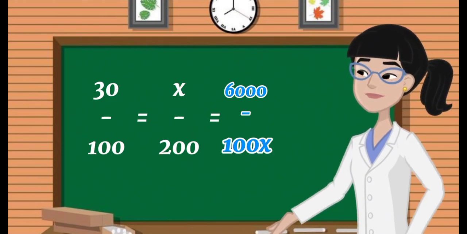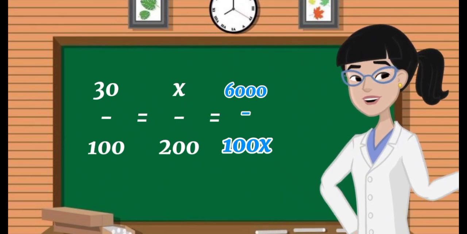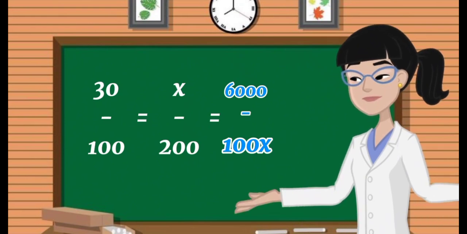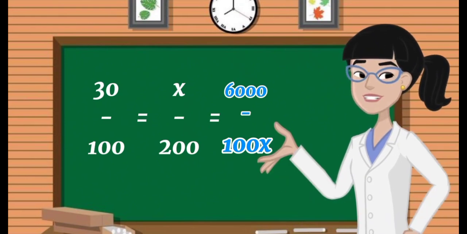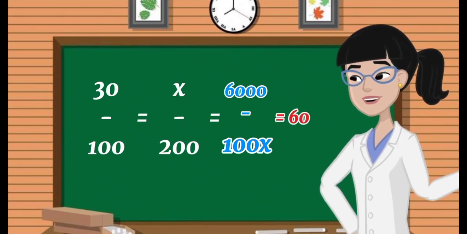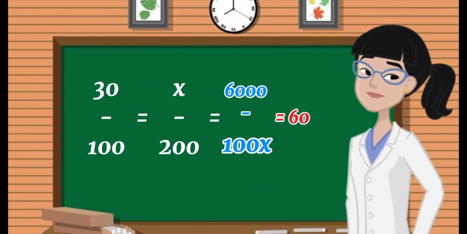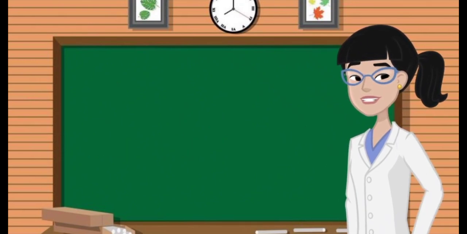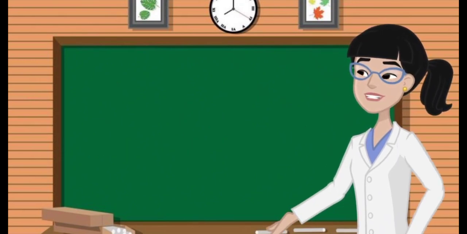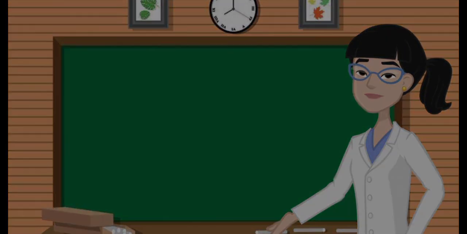Step 4. Divide to get the answer. Now, divide 6,000 by 100. 6,000 divided by 100 is equal to 60. So, 30% of 200 is 60. Easy, right? You just match the fraction, multiply across, and divide.